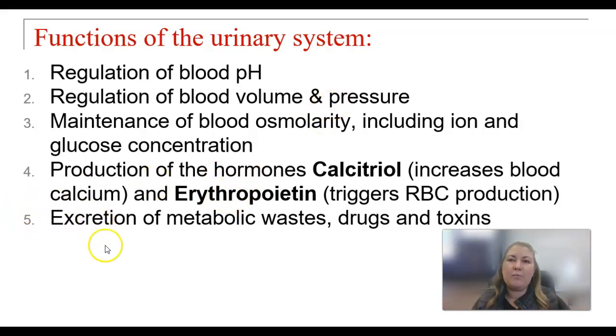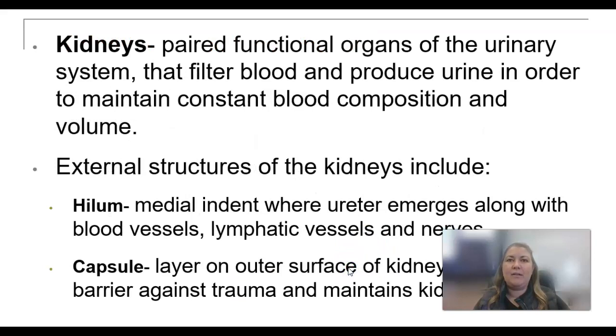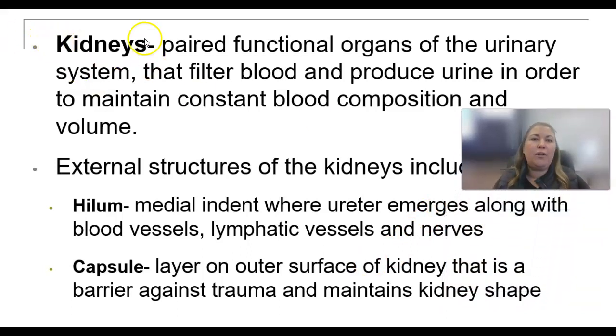And of course, the most obvious one that you probably already knew is it excretes liquid waste called urea, which is a byproduct of protein metabolism, and also will get rid of drugs and toxins along with any excess ions, glucose, water, all that other stuff. Okay, so the main organs that perform all of those functions are the kidneys. There's two of them, and they will filter blood and produce urine to do all those functions we talked about on the previous slide.